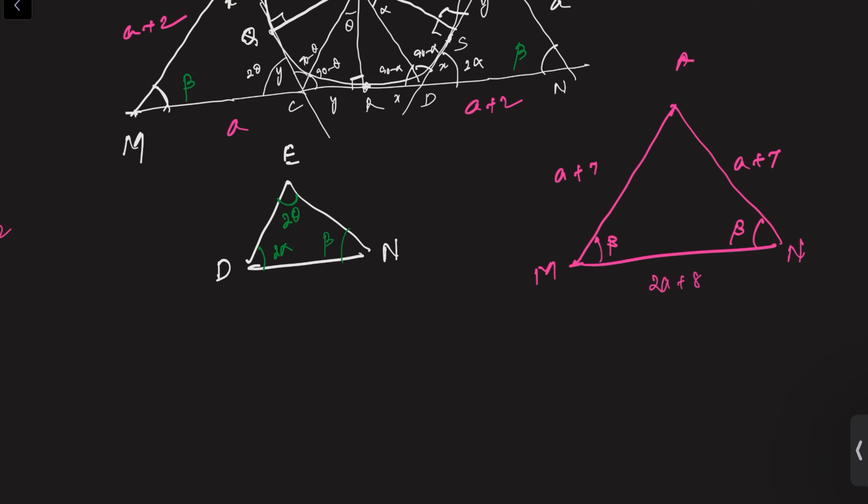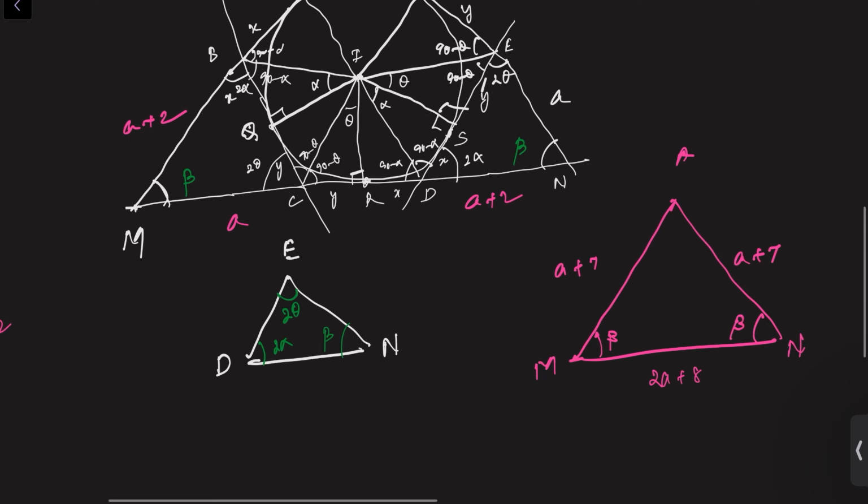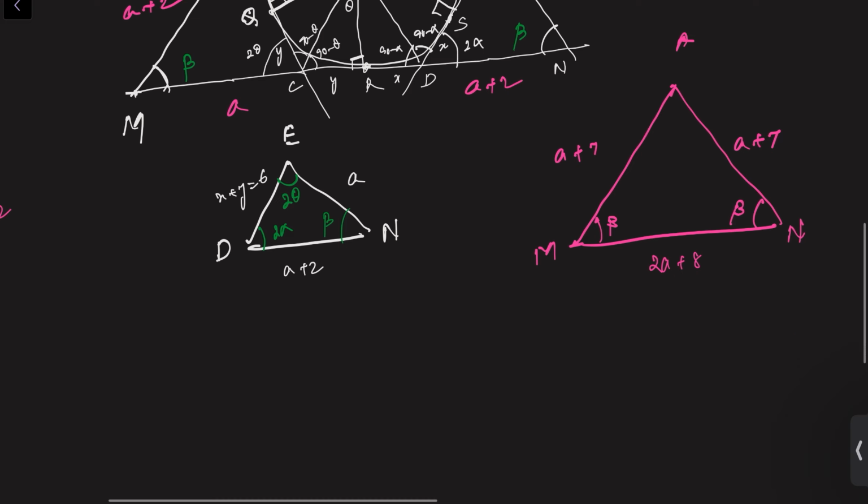So in the right triangle, we have the ED length. The ED length is nothing but x plus y, which is 6. And EN length is a, and DN length is nothing but a plus 2. So by using that, we can find cos beta is nothing but (a square plus (a plus 2) whole square minus 36) by 2 times a into (a plus 2).